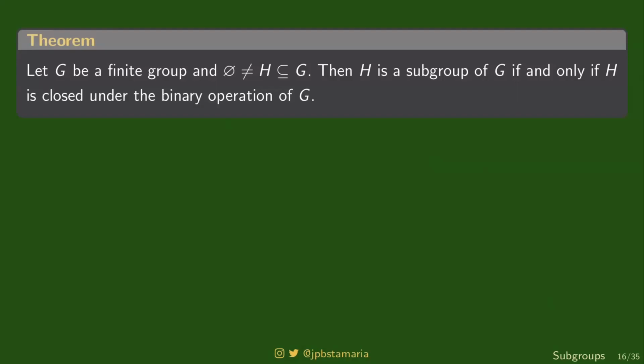Naintindihan nyo? Hindi mo na kailangan i-check na yung identity nandoon. Hindi mo na kailangan i-check na yung mga inverses ay nandoon din. You only need to check for closure under the binary operation. Amazing, no? Bakit kaya? Sige, tingnan natin ito. Let's see. Once again, ito trivial. This is trivially true, kasi kapag subgroup si H ni G, close talaga si H under the binary operation. So, let's move to the other direction, which is the non-trivial part.